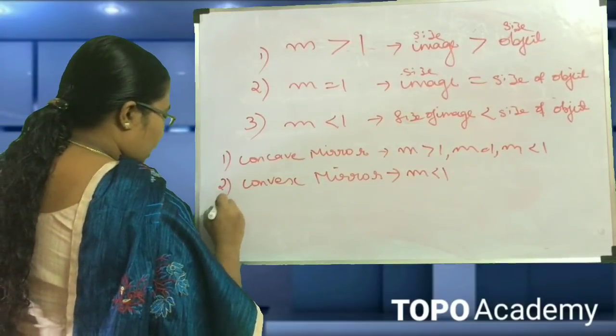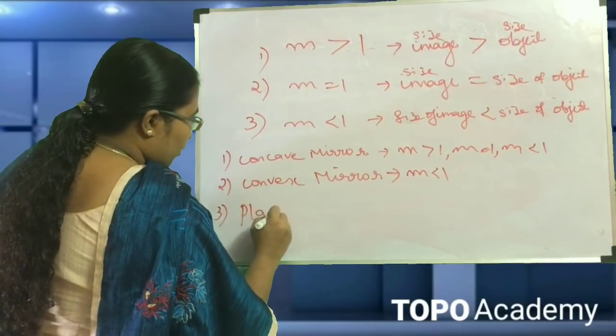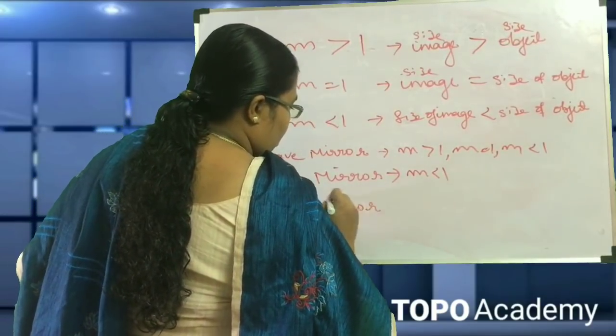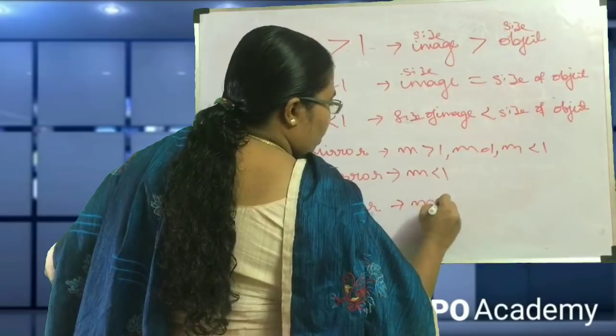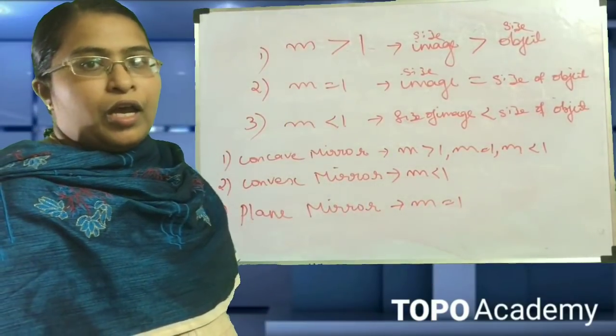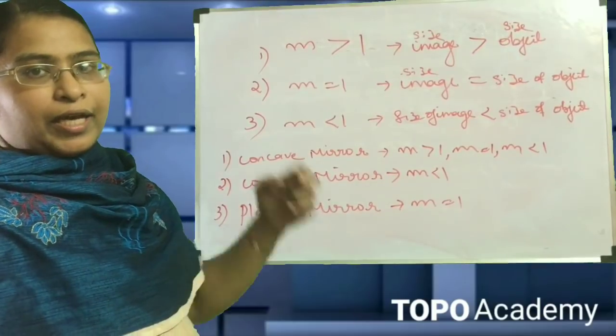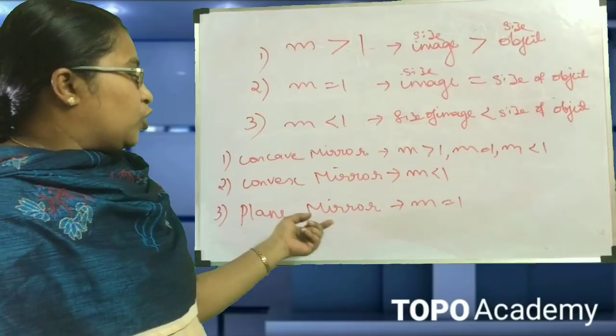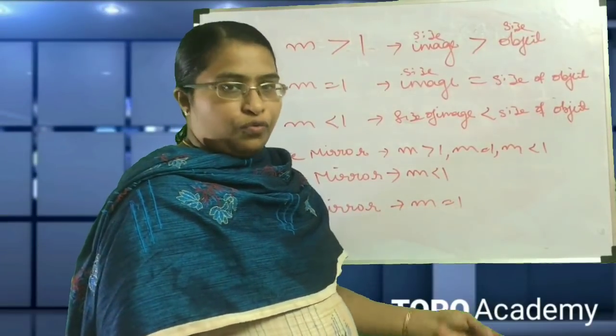The next, third case is the plane mirror. In the case of a plane mirror, m is always equal to 1. What is the reason behind that? In a plane mirror, we know that the size of the image is always equal to the size of the object. That means the magnification of a plane mirror is always equal to 1.